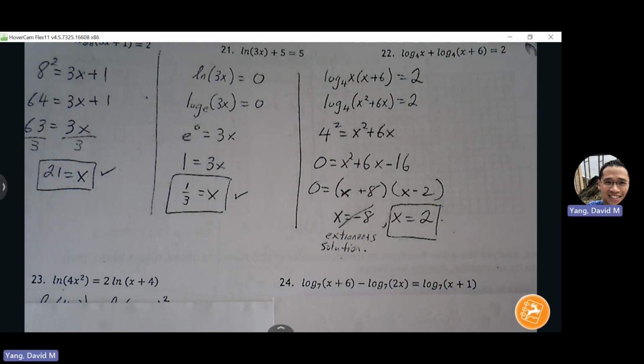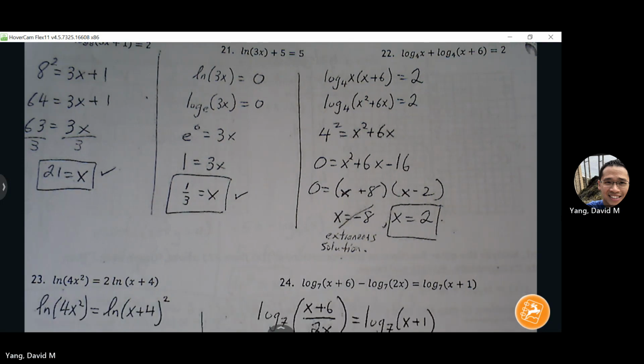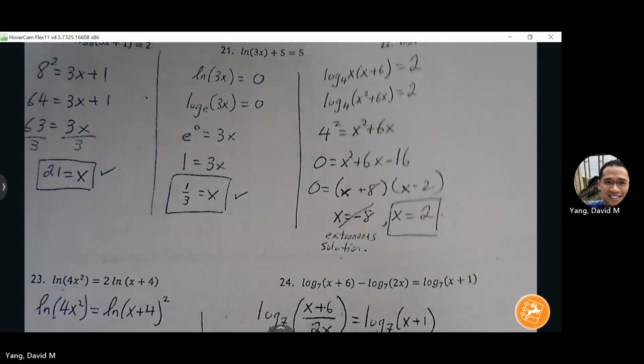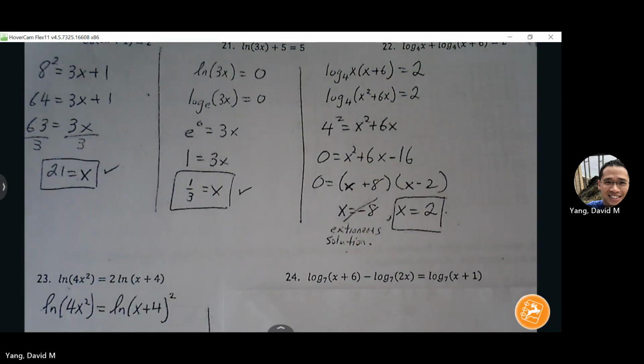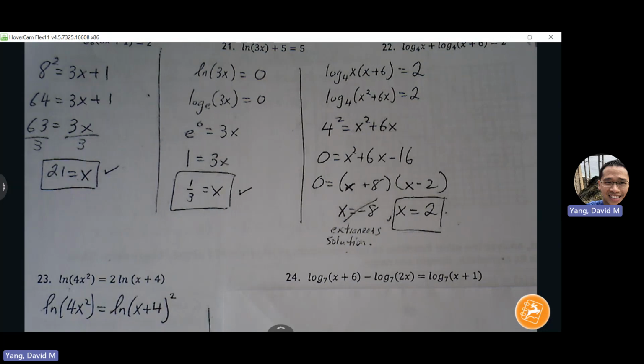Okay, 24. So the 19 through 24, they're all showing log base 7, so that's a nice relationship on both sides, but you can't quite drop the log base 7 just yet. You gotta clean up that left side.